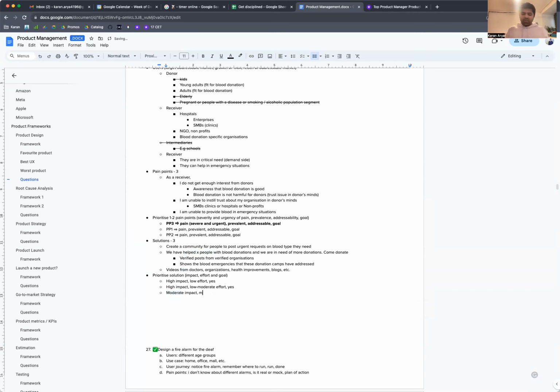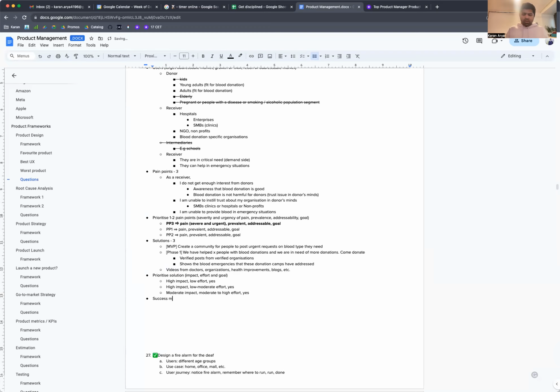It's actually moderate to high effort as well, because collecting that content and all of those things will also be pretty operationally heavy. So it is moderate to high effort. So I would probably just prioritize the first solution, obviously as MVP. So let's do solution number 1 as MVP, and then let's do solution number 2 as phase 1. And yeah, this is how we could prioritize.